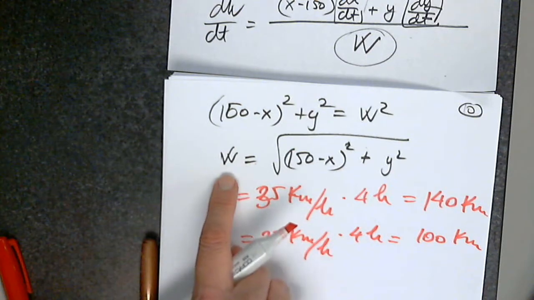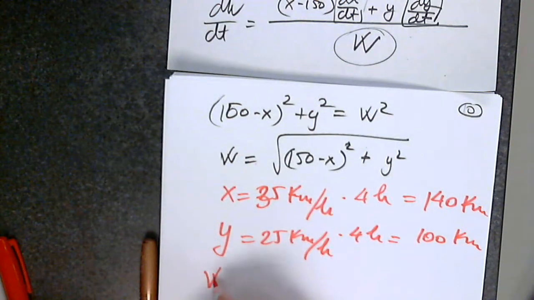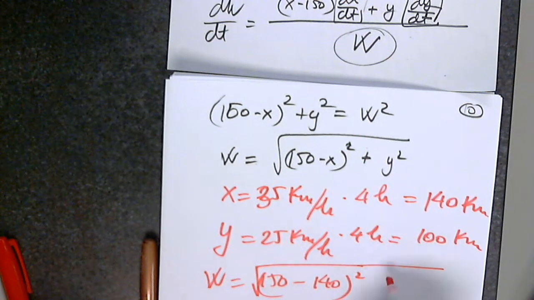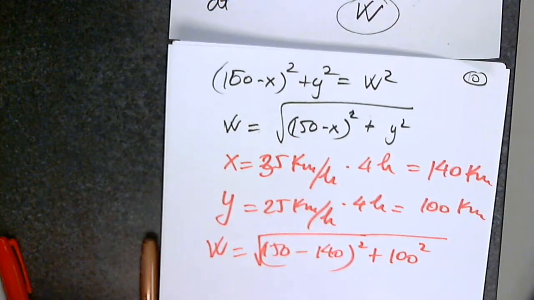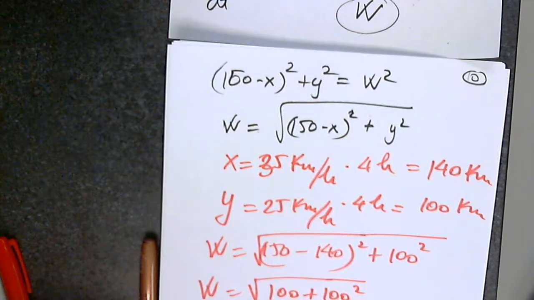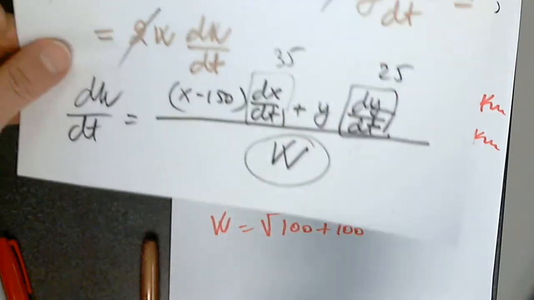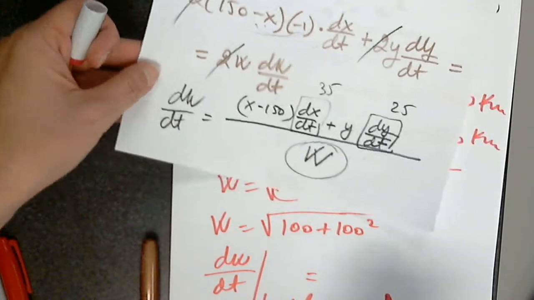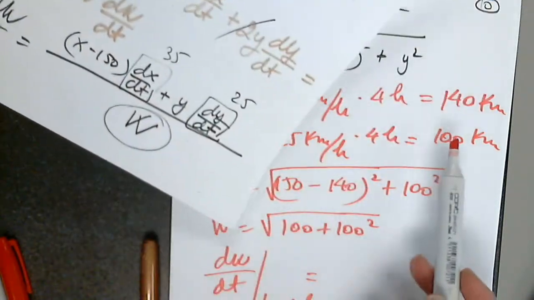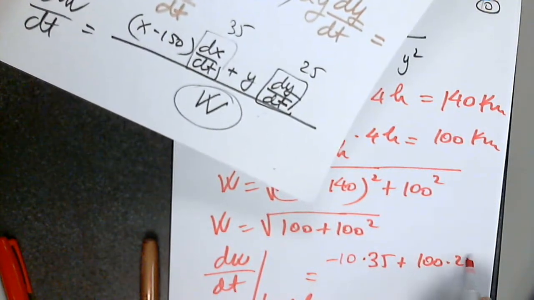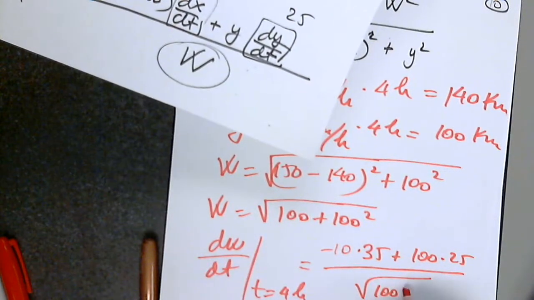And now I'm going to plug them in to get W, because I need it here. So then W equals the square root of 150 minus 140 squared plus 100 squared. So then W equals 10 squared, 100 plus 100 squared. I really don't need to proceed because I will plug it in and put everything in the calculator. So dW over dt when t equals 4 hours is 140 minus 150, negative 10, multiplied by 35, y is 100, multiplied by 25, and this is the square root of 100 plus 100 squared.